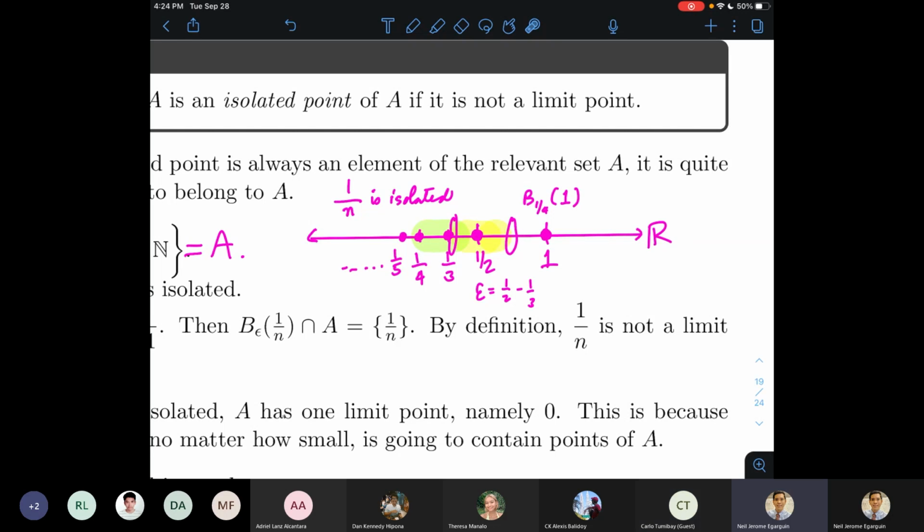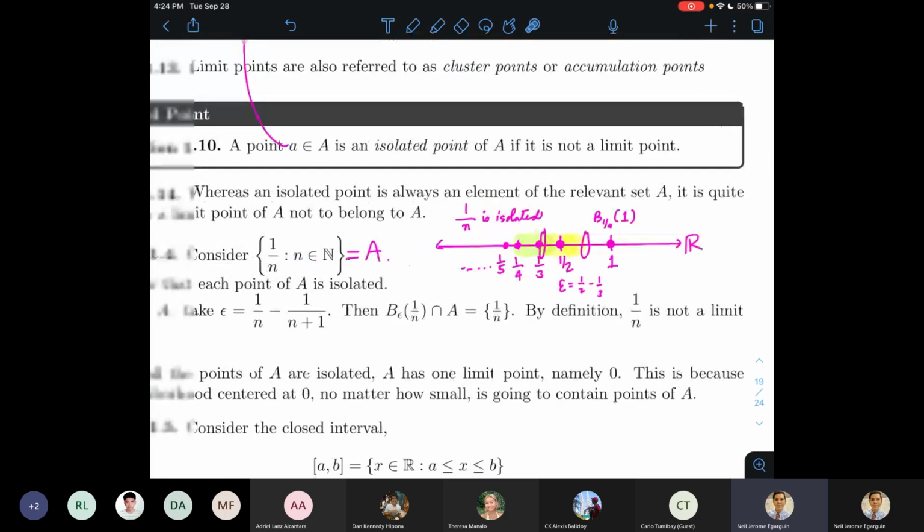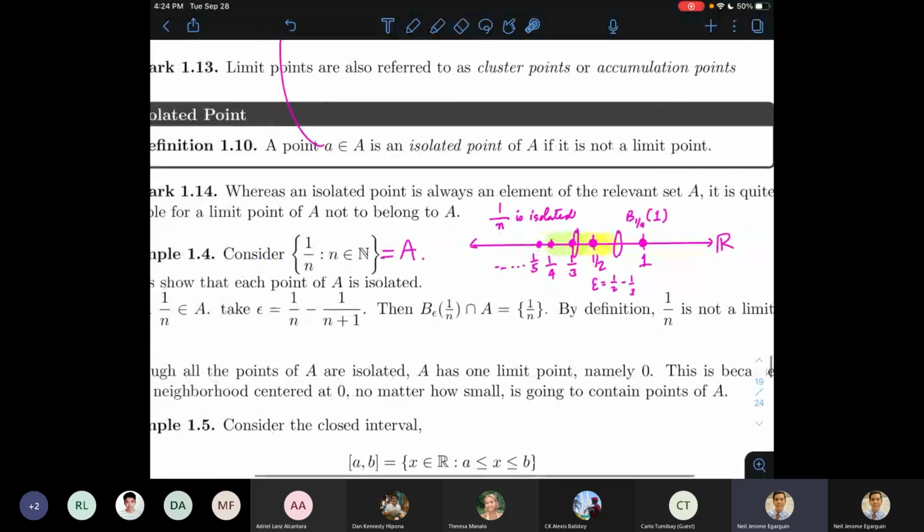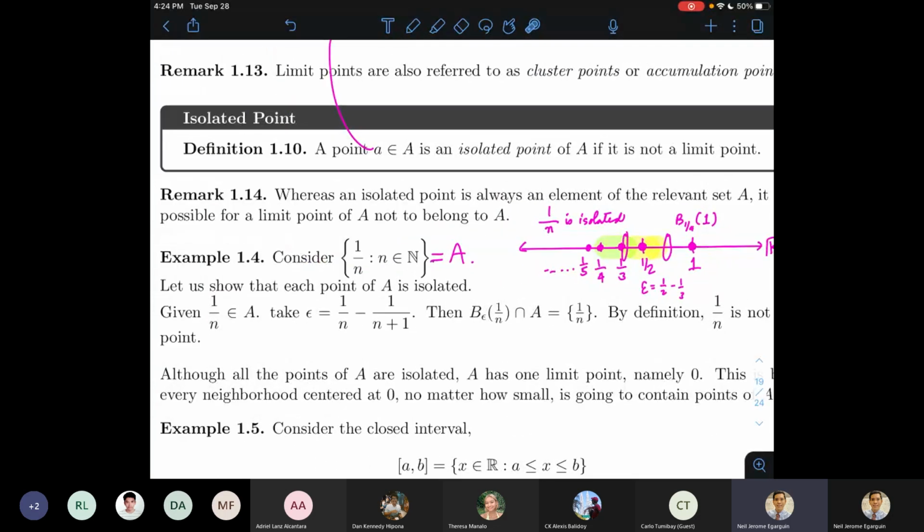Para dito ko na lang titingnan. Alright, so that's the idea. And actually, that is what is written on the lecture notes, okay? So kung paano nila pinrove na lahat ng points dun sa set A ay isolated.